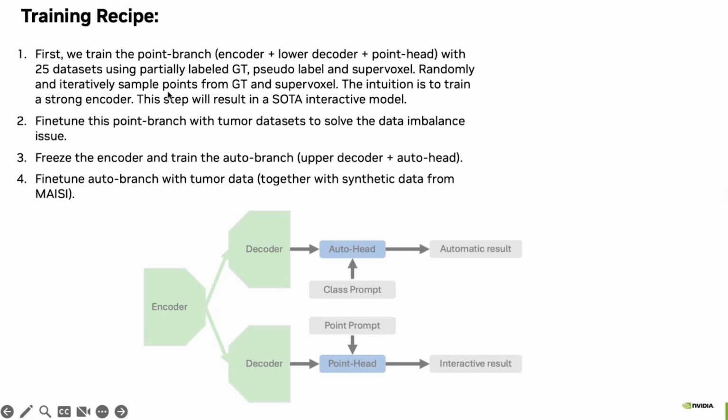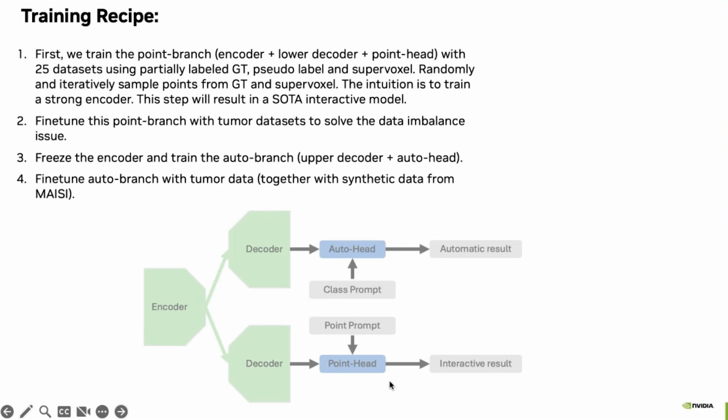And we randomly and iteratively sample points from ground truth and supervoxel. The intuition is to train a strong encoder that has a basic understanding of what a medical boundary is and what the 3D boundary is. And this step will result in a state-of-the-art interactive model.